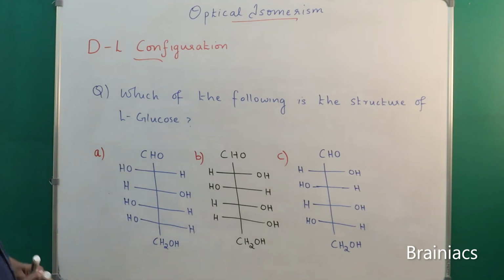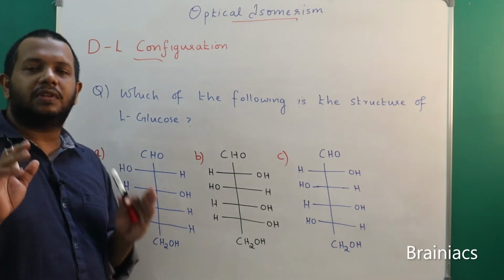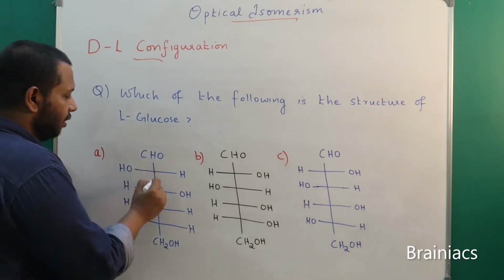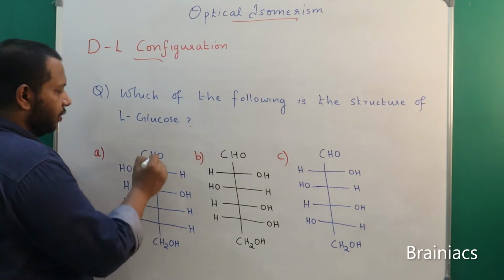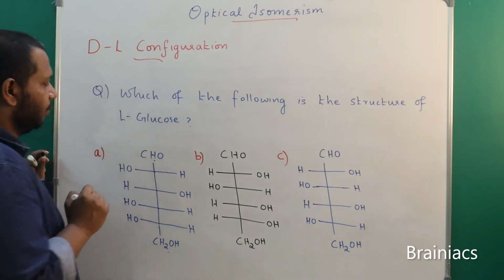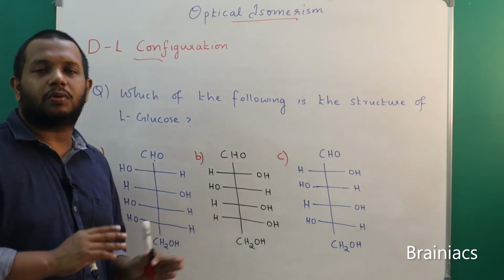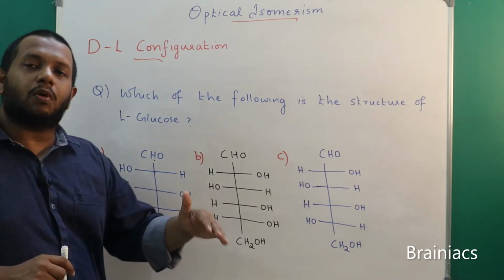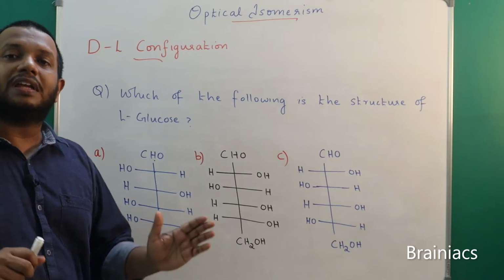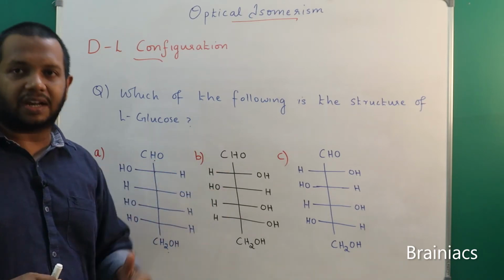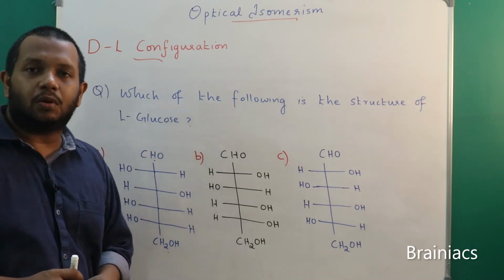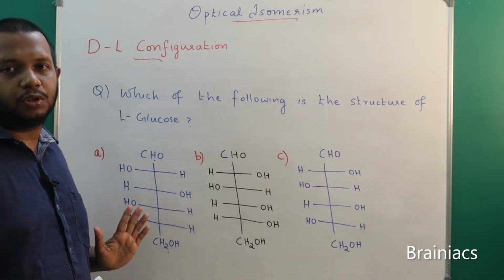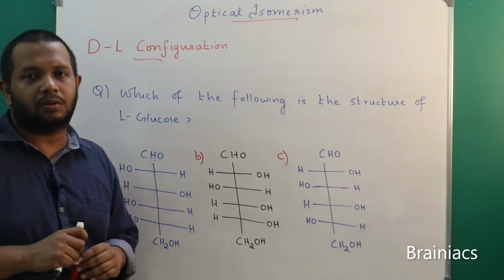Here, the important thing you need to see is, if there are multi-carbon systems like this, you can see more oxidized carbon at the top and less oxidized carbon at the bottom, and if there are more OH groups on the left hand side, then only that will become L configuration. If there are more OH groups on the right hand side or an equal number of OH groups on the left and right hand side, then it is D configuration. Only if there are more OH groups on the left hand side will this become L configuration.